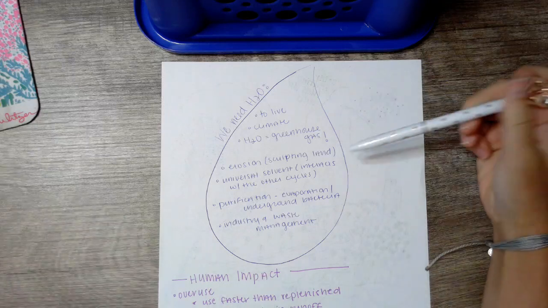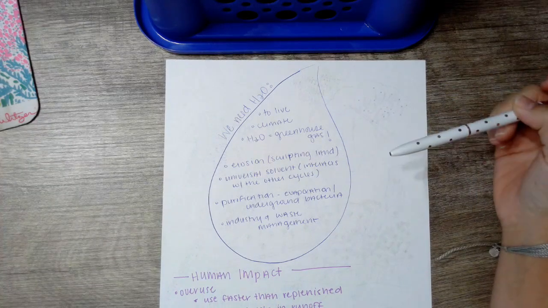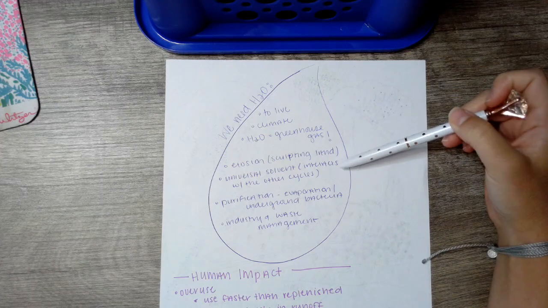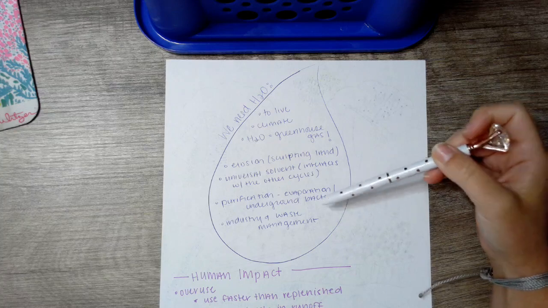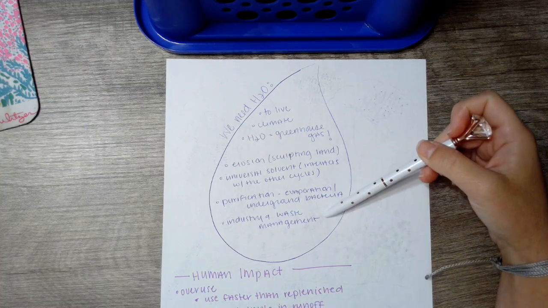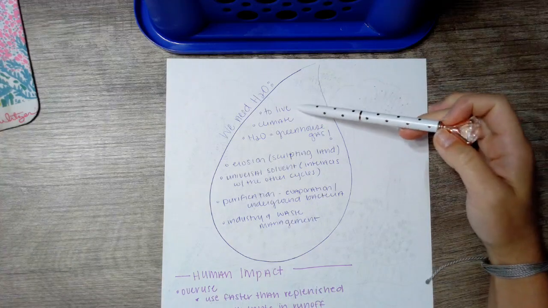Water is also used to sculpt land and make changes through erosion. It's a universal solvent, which means it's going to interact with all of the other cycles. It's used for purification. We use it a lot for industry and waste management. And most of our body is made of water, so we have to have water to survive.